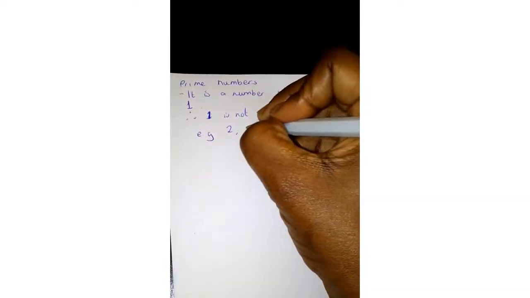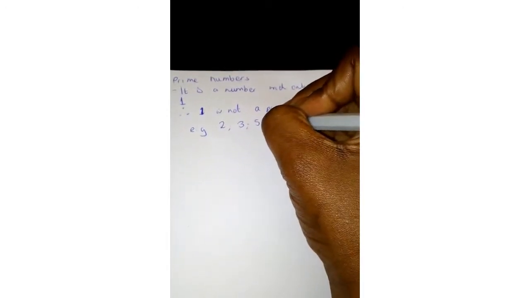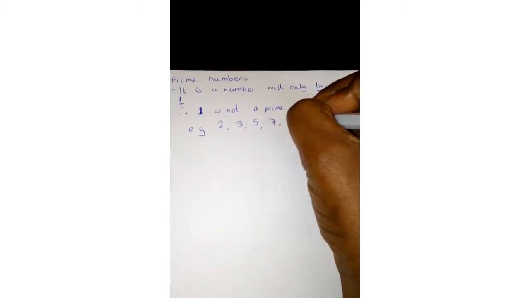Therefore 1 is not a prime number. Why? Because 1 has 1 factor and a prime number should have 2 factors. So what are the prime numbers? Examples of prime numbers. There is 2, yes, 2 factors, only 1 and 2. There is 3, there is 5, there is 7, there is 11. Right, these are some examples of prime numbers. 1 is not a prime number.